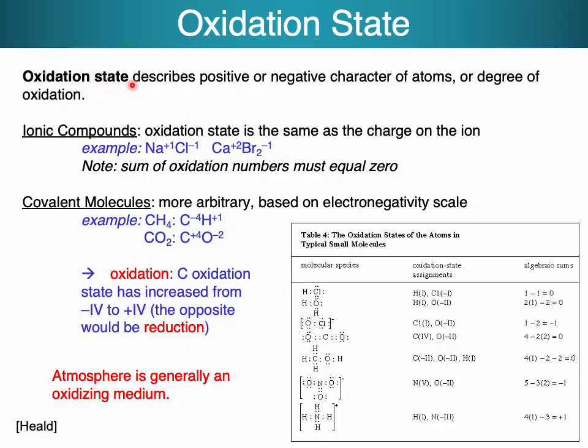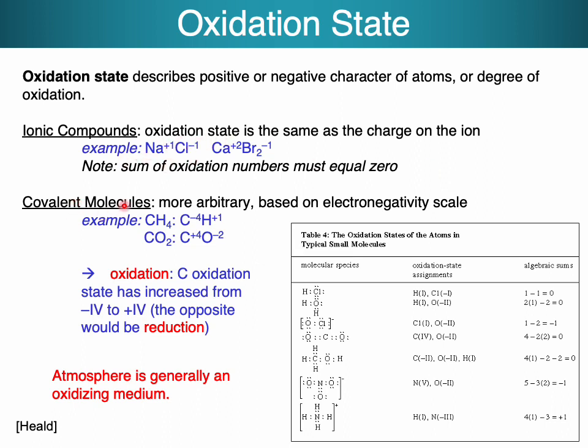So oxidation state, again, describes the positive or negative character of atoms, or the degree of oxidation. For ionic compounds, it's very simple. The oxidation state is just the same as the charge on the ion. For instance, within sodium chloride, sodium has an oxidation number of +1 because it has a charge of +1, and chloride has an oxidation number of -1 because it has a charge of -1. Of course, the sum of oxidation numbers within the whole ionic compound has to be 0, because the charges have to balance each other.